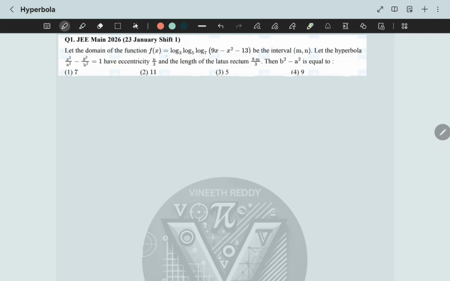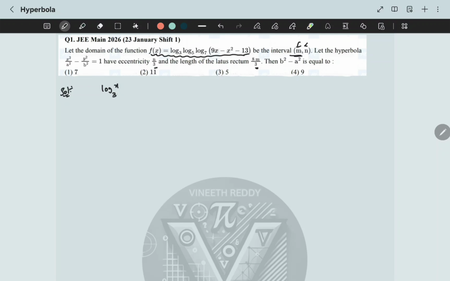The first question says, let the domain of the function be an interval. It will take a bit of calculation. First we have to find the domain, and once we find the domain, we will get the values of m and n. Let the hyperbola have eccentricity, so we need the value of n and the latus rectum m, after which we will get b and a. That is probably how the question is built. Let us try to solve it step by step.